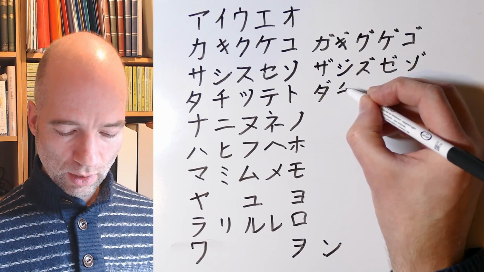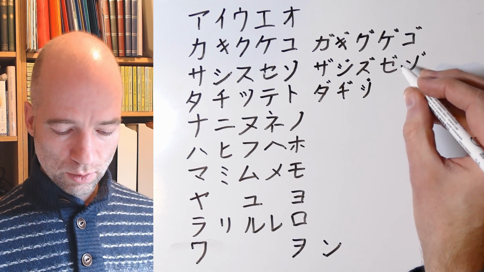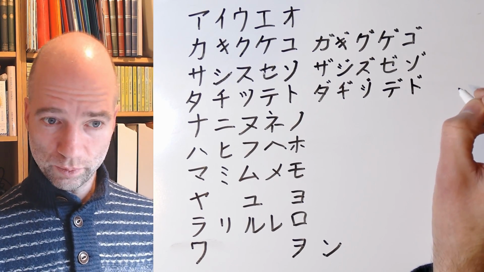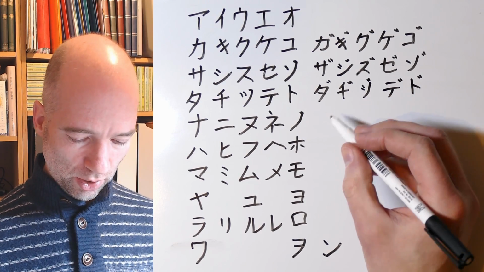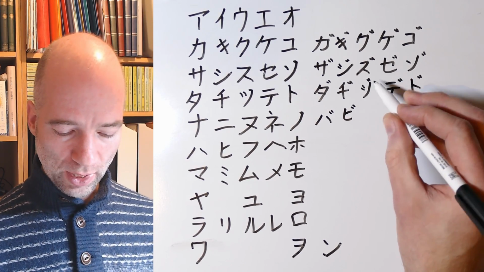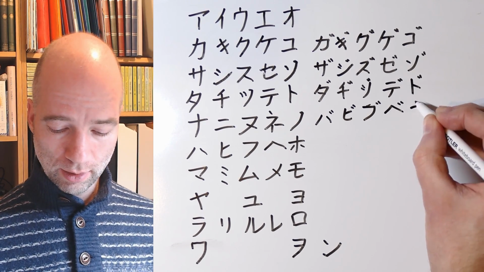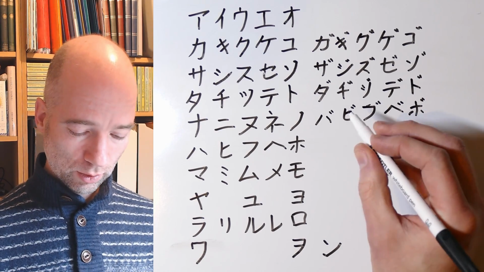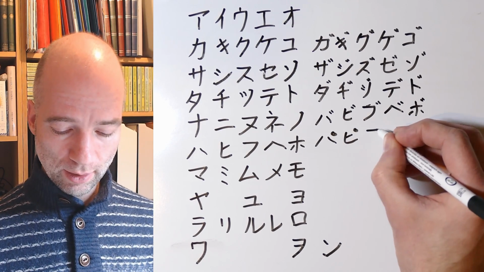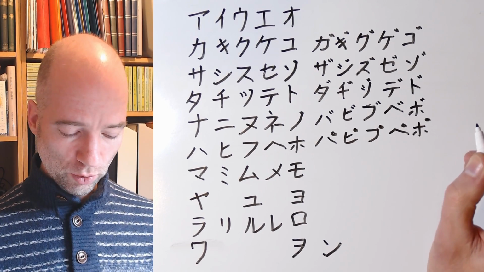da, ji, zu, de, do. And then on the H line, of course, the ba, bi, bu, be, bo. And the handakuten, pa, pi, pu, pe, po.